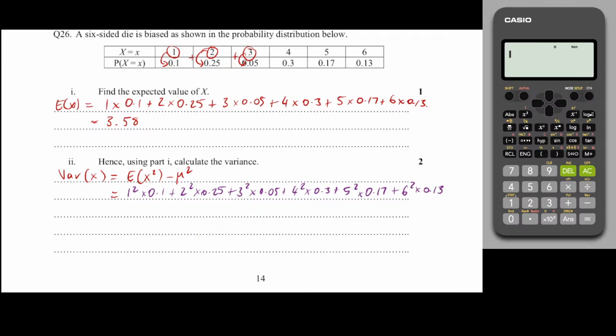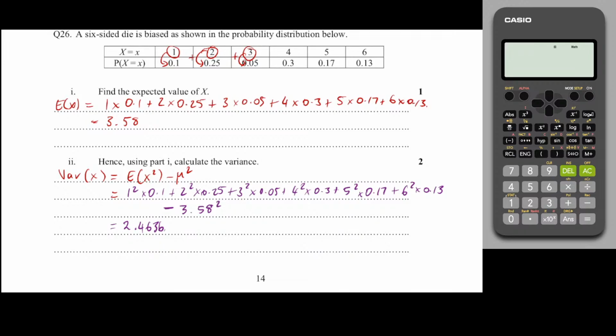Okay, so once we've worked that out, all we've got to do is subtract the mean squared. Another word for the mean is the expected value. So that's why we need to do the expected value up here. So we're going to take away 3.58 squared, okay? And by doing this, we get an answer. So again, you just put this into your calculator. Very straightforward. We get 2.4636, okay? And that's all it is.